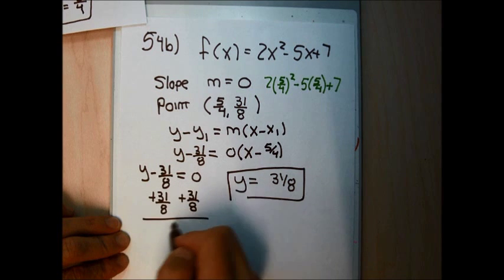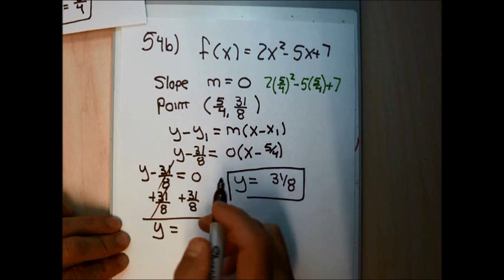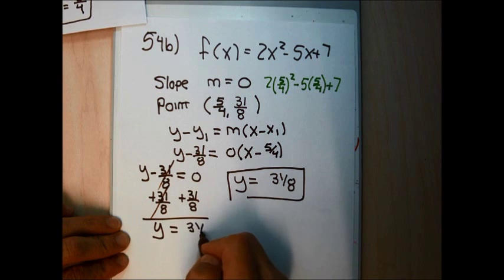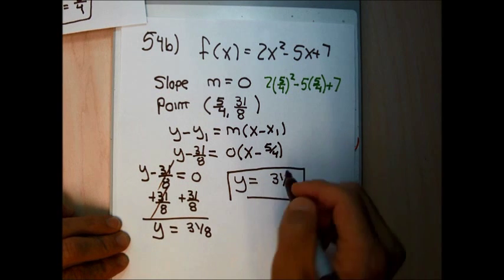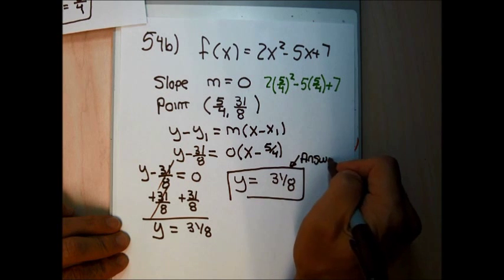And when I do that, on the left side, the 31 over 8's cancel. I'm left with the y. And on the right side, anything plus 0 is itself. So that's the answer to 54b. That's the equation of my tangent line.